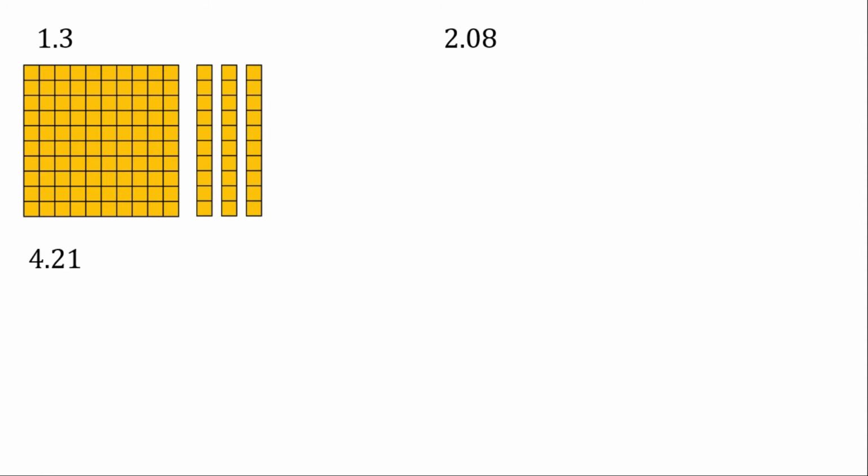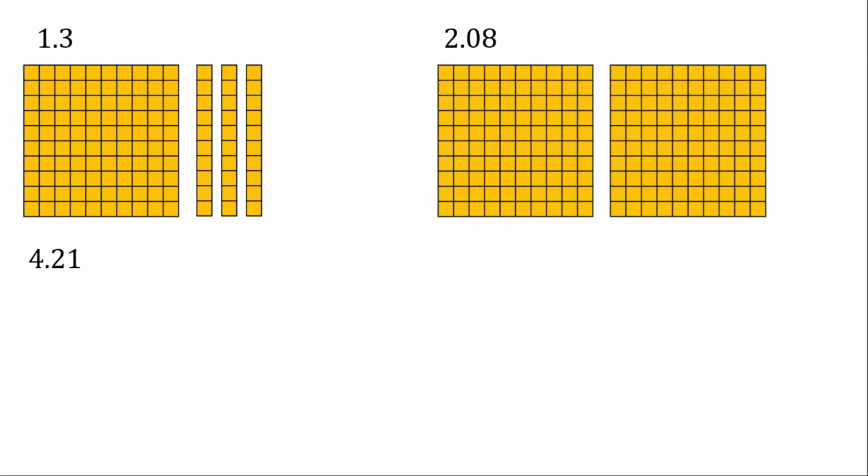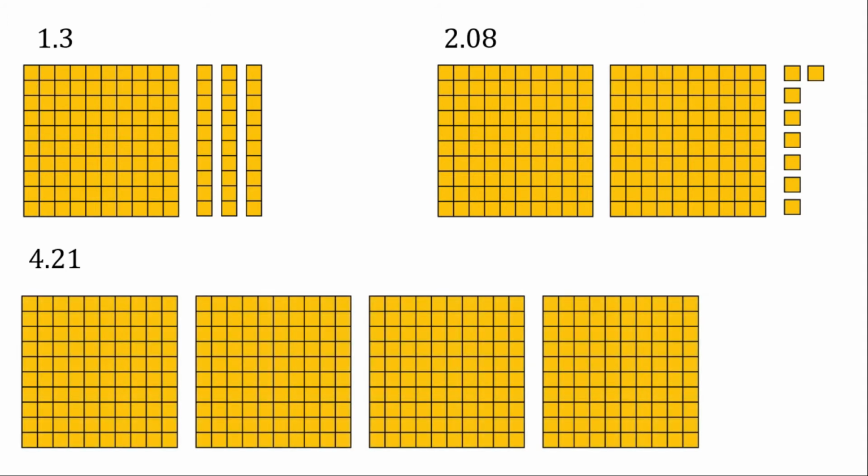Let's check your answers. Starting in the top left, 1.3. Well, that's just 1 whole and 3 tenths. In the top right, 2.08. That's just 2 wholes and 8 hundredths. And in the bottom, we've got 4.21. That is 4 wholes, 2 tenths, and 1 hundredth. Well done.